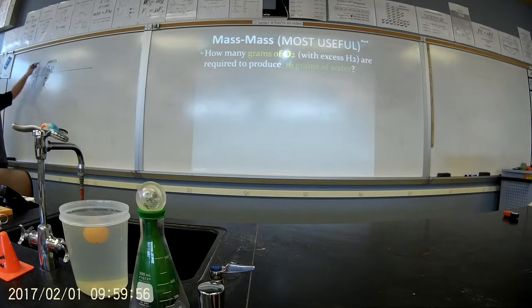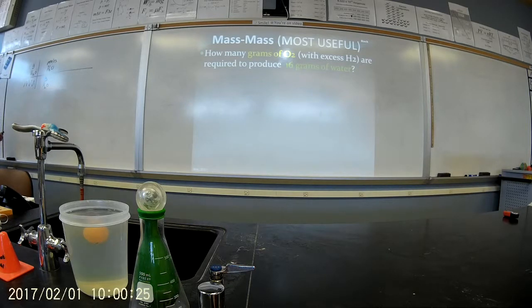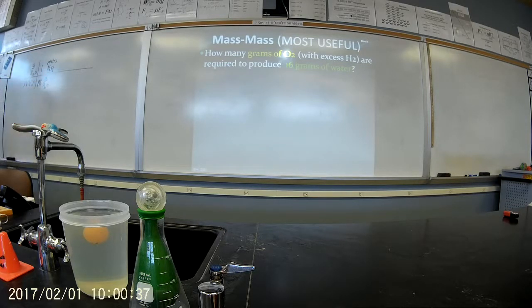Excellent. So where does a gram-mole conversion come from? The periodic table. Go ahead and find out how many grams are in 1 mole of water. 18. So you've got 16 for the oxygen, and then 1 for each of the hydrogens. So in every 1 mole of water, there are 18 grams. Excellent.